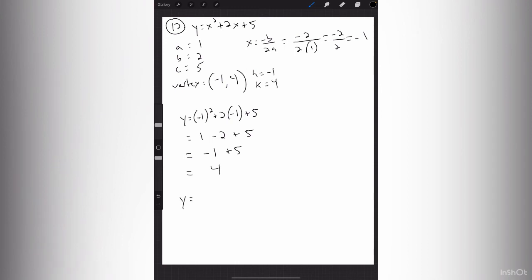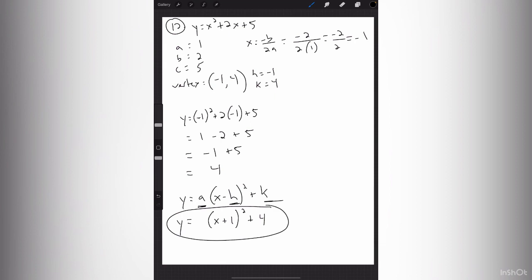And in my original vertex equation, y is equal to a times x minus h squared plus k, I need my a, my h, and my k. My a is 1, so I still don't do anything. Normally, if a is like 4 or something, then you put a 4 out in front, but it's not. It's just 1, and 1 times anything is itself. So x minus, my h is negative 1, so I'm going to make it a positive 1, squared, plus k. Final answer: y is equal to the quantity x plus 1 squared plus 4. And I've now converted this into vertex form. Pretty cool. So from standard form to vertex form. If you have any questions, please let me know.